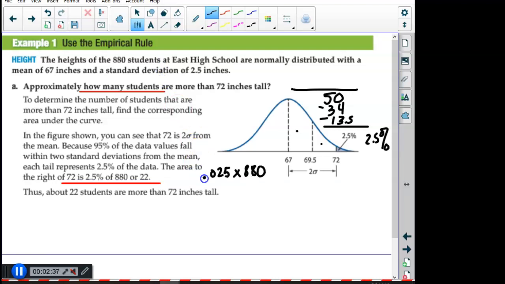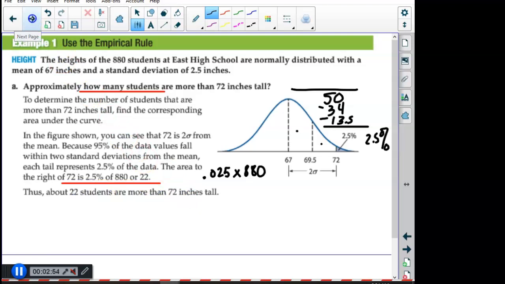Can you do that real quick, guys? I want to know if they rounded. I don't think they did. I think that one came out nice. 0.025 times 880, did that come out exactly 22? Okay, so therefore about 22 students.